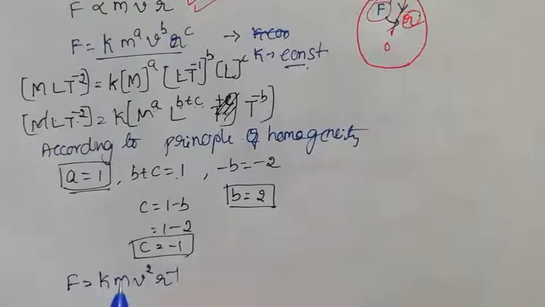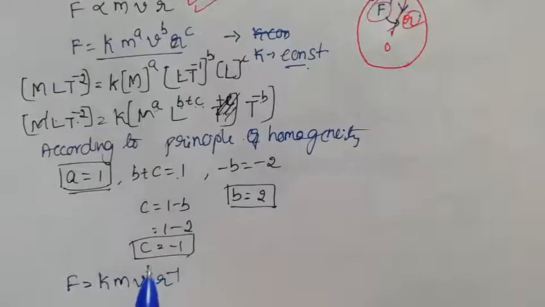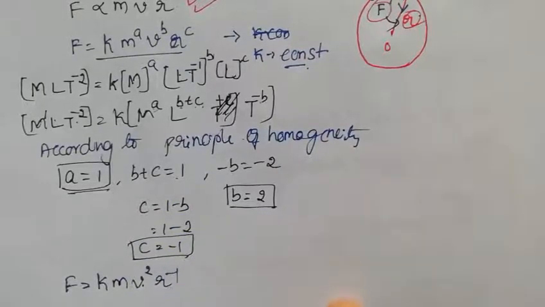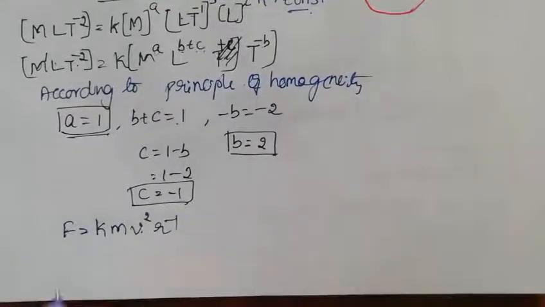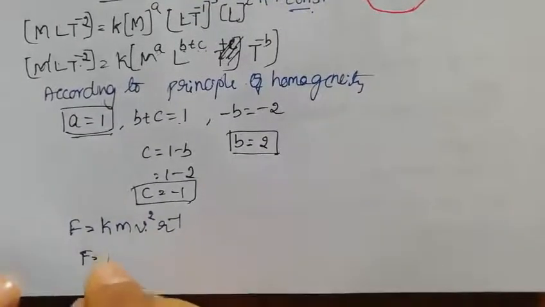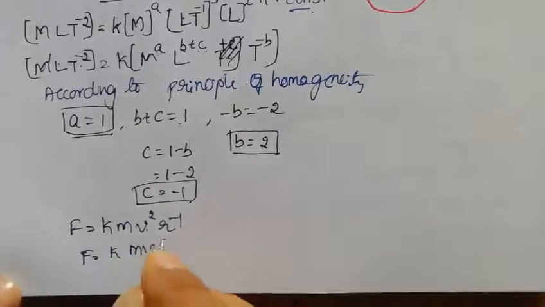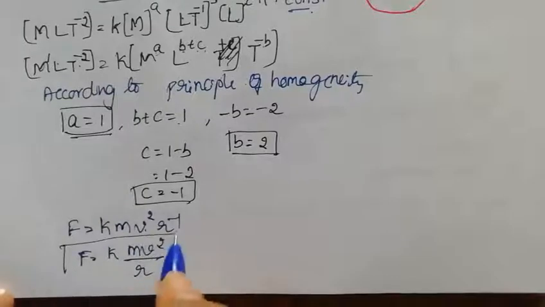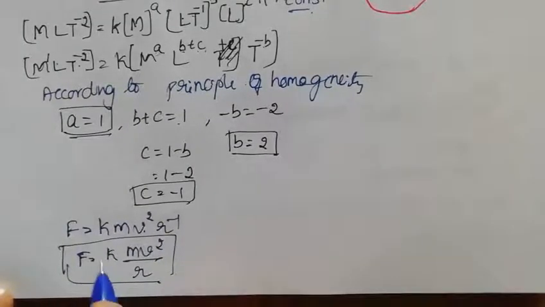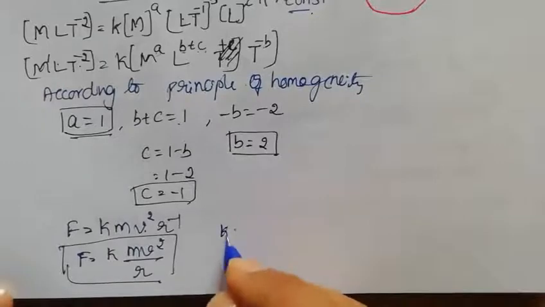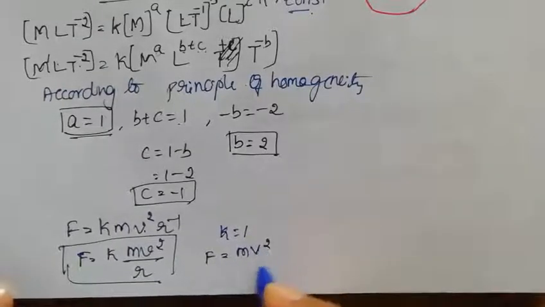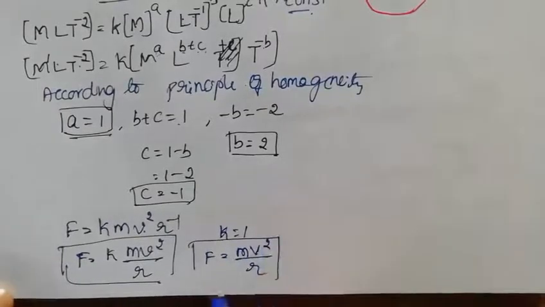Okay, so m to the power of 1. V to the power of b, b is 2. And c power minus 1. So this I will write like this: f equal to k into m v square, but this r will come in the denominator. This is the formula for how they are related. Since I know the k value is 1, it will become f equal to m v square by r. That is the centripetal force acting on a body.